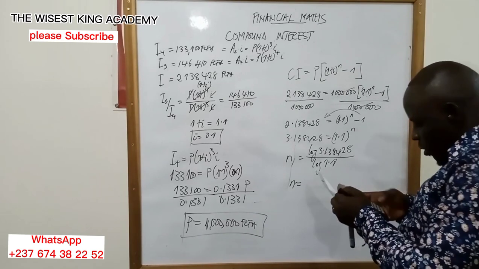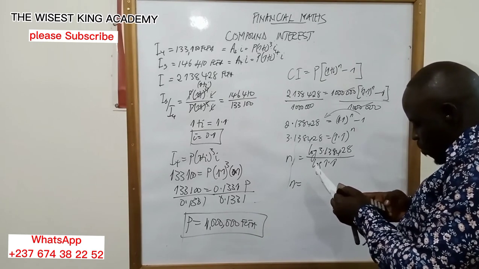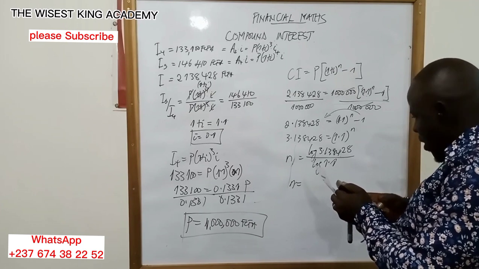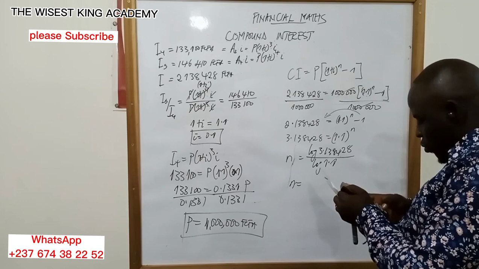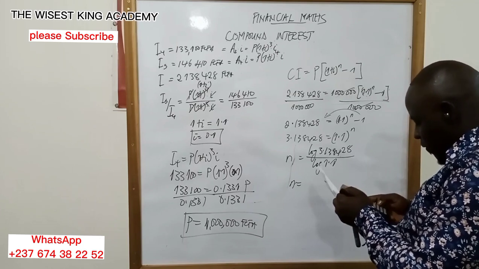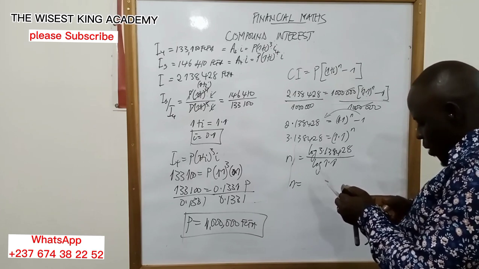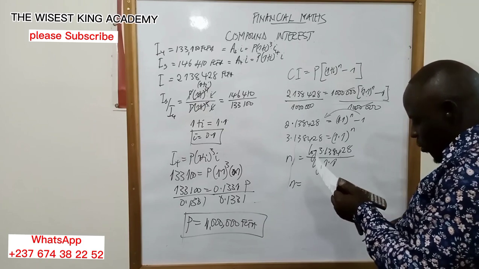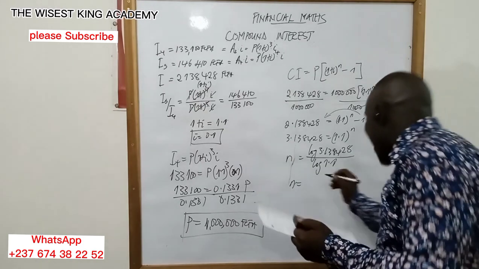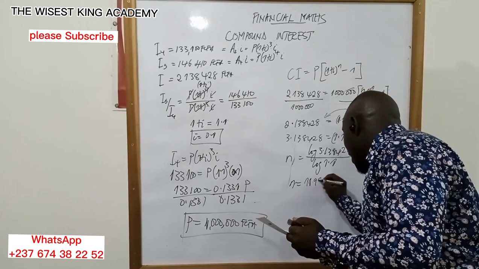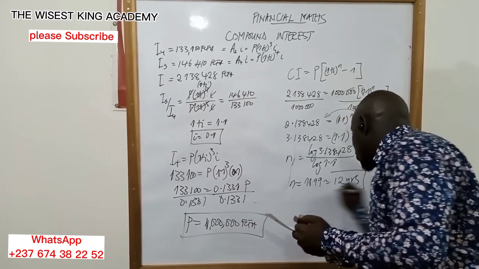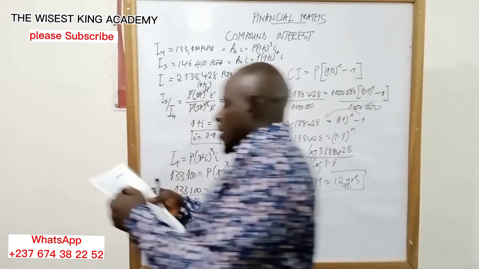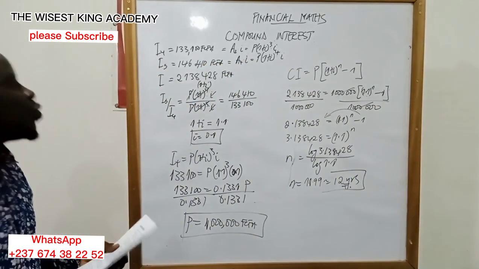So log 3.138428 divided by log 1.1 equals 11.99, which is equal to 12 years. So n is equal to 12 years. So that is question number 2.